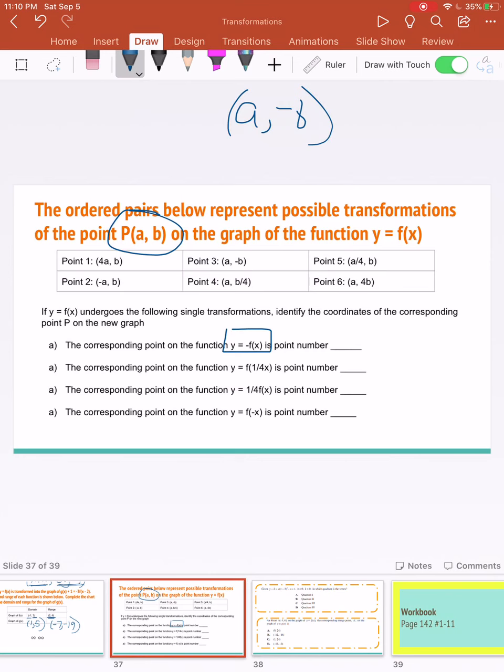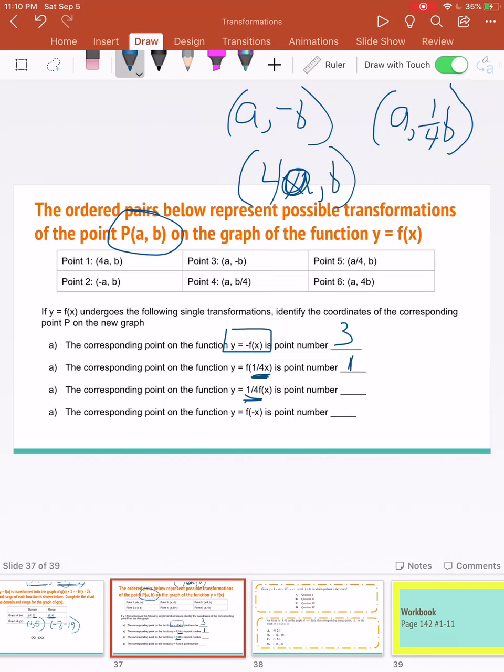So that's 0.3. Okay, here that is inside the bracket, so it's going to affect my x. But remember, that's a b value, so you need to take the reciprocal of that, 1 over 4, which is just 4. So I end up with 4a, b. So that's 0.1. The next one, that's outside the bracket, so that's going to affect my y ordered pair. So I end up with 1 over 4 b, which is 0.4. And then lastly, that's inside my bracket, so that's going to affect my x ordered pair. So I end up with negative a, b, which is 0.2.